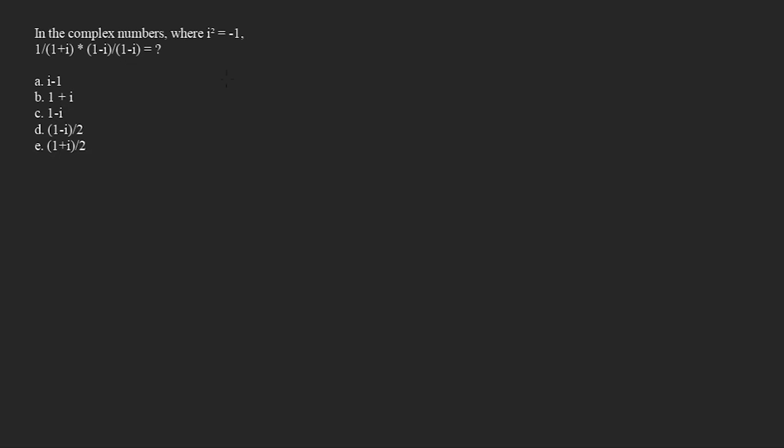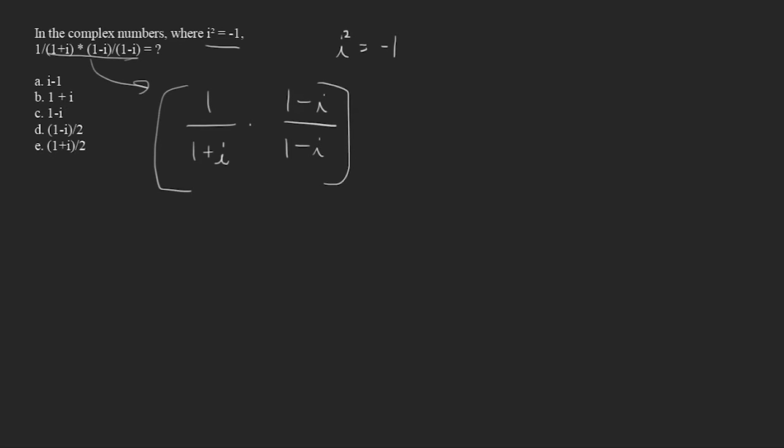Number 2, in the complex numbers where i squared equals -1, so this is equal to what? And I'm going to write it out real quick. Okay, so we're given 2 problems. I want to point out the conjugate real quick. Here you have a 1 plus i. Over here the conjugate, 1 minus i.